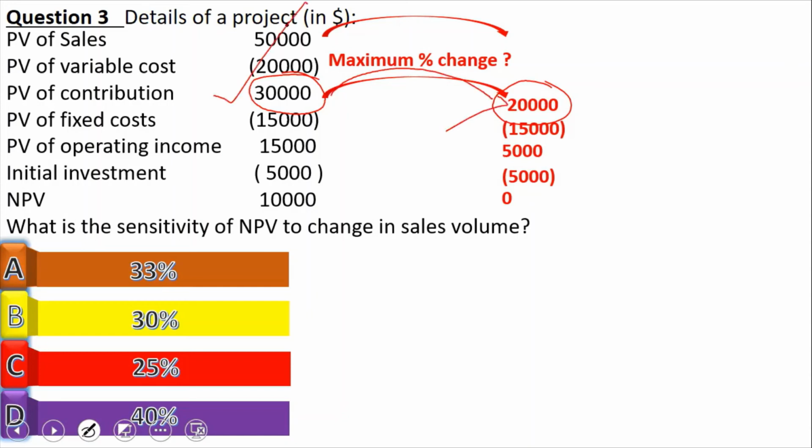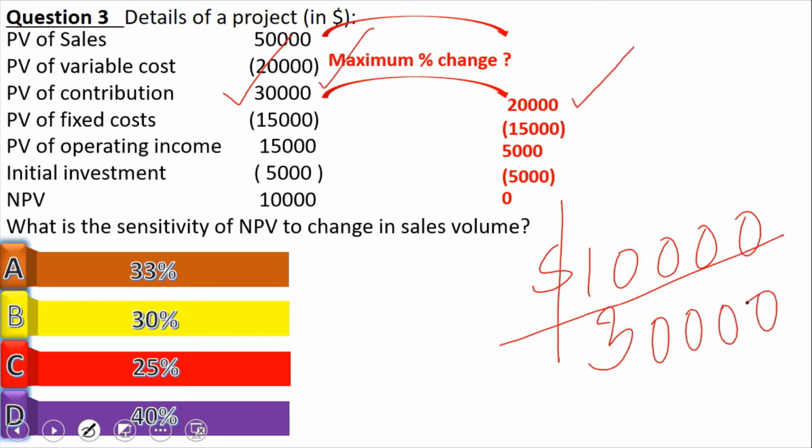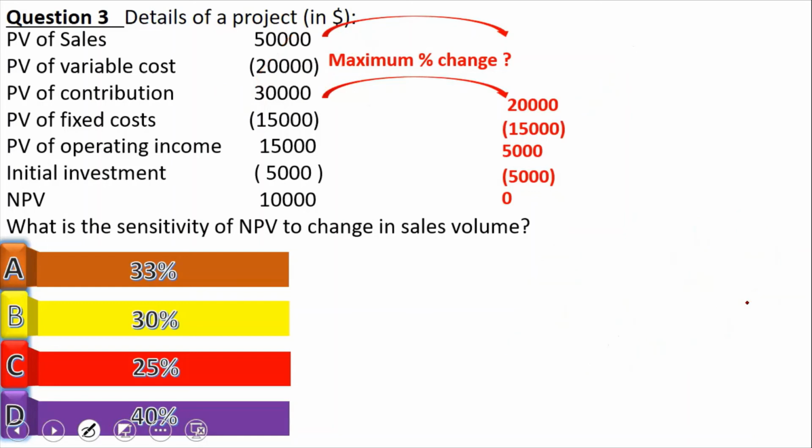How did I get that? It's 30,000 minus 20,000. So $10,000 is the maximum reduction in contribution that is acceptable. From 30,000, the contribution can drop to 20,000, which means the contribution can reduce by $10,000. As a percentage, how do you express it? $10,000 divided by 30,000, the original figure of contribution. So you have 10,000 divided by 30,000, or 33%. 33% the contribution can drop.